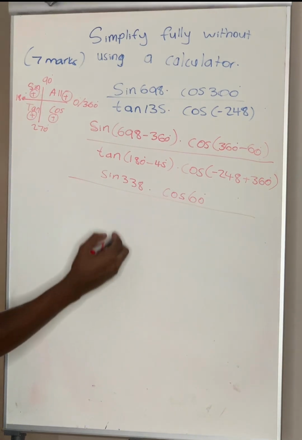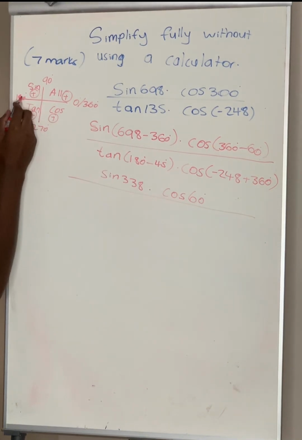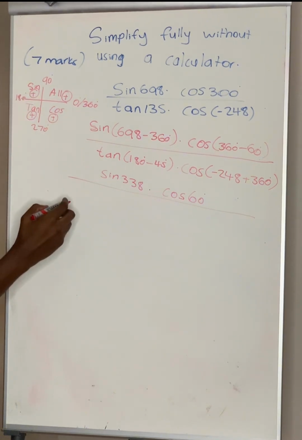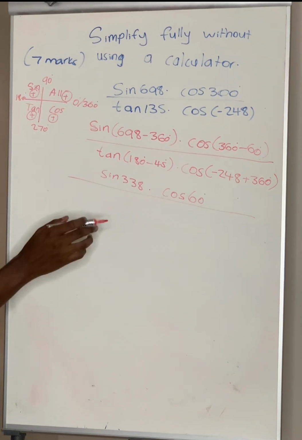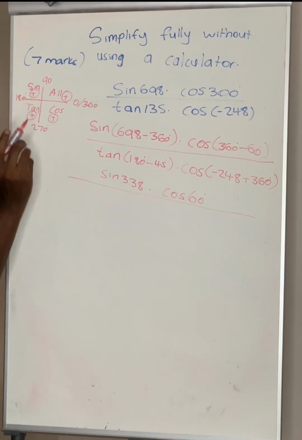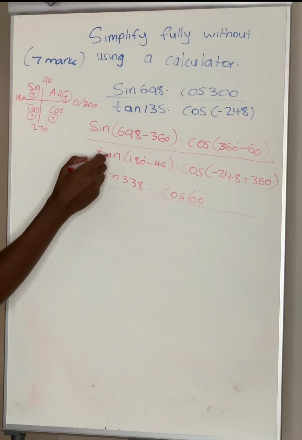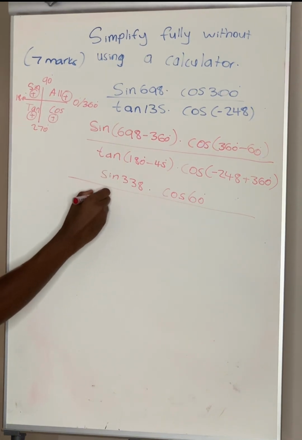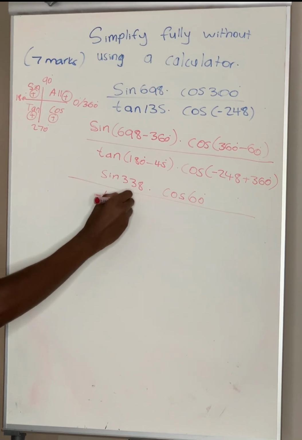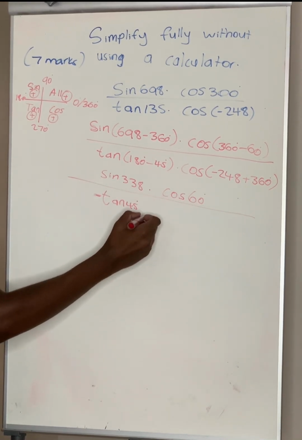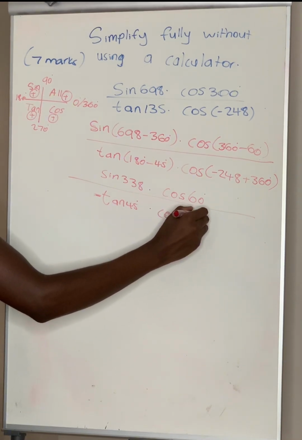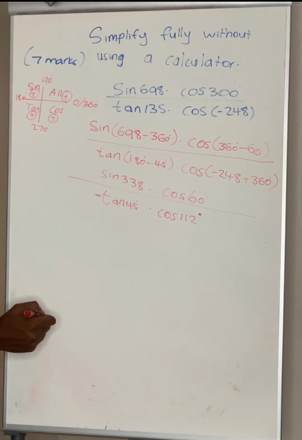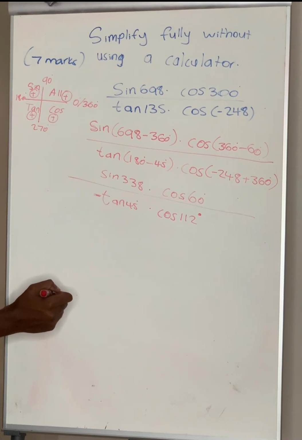All of that divided by tan of 180 minus 45. So 180 is over here. Subtract 45 degrees, you land in the second quadrant. Sorry, only sine is positive in the second quadrant. Over here we're given tan, so it's going to be negative tan 45 degrees times, this would be cos of 112 degrees. Okay, now let's make things even simpler from here.